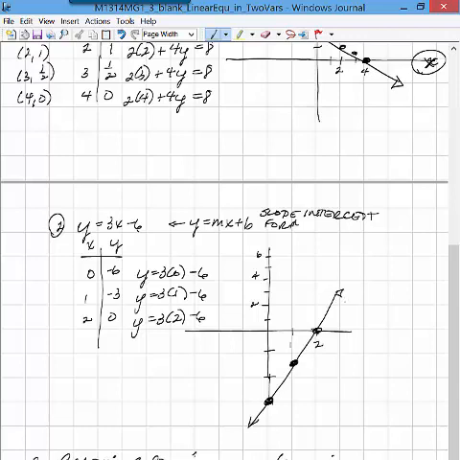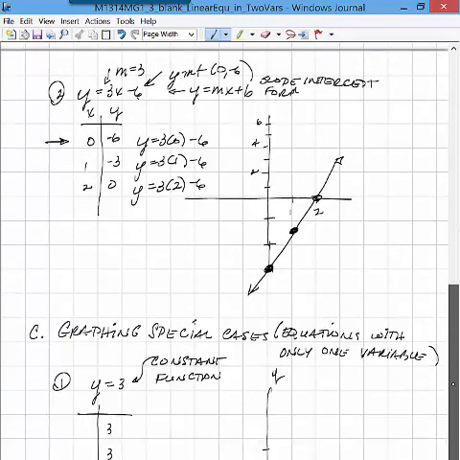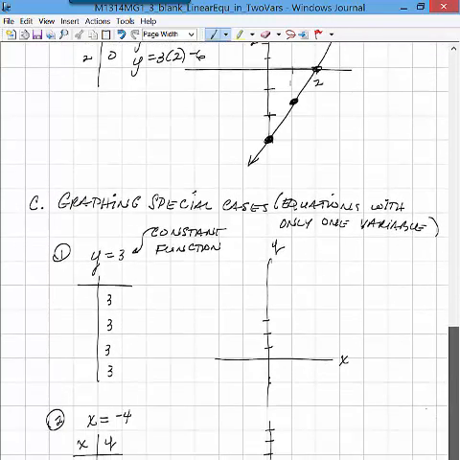And on this one, because it is in slope-intercept form, we can say right now the slope is 3 and the y-intercept is (0, negative 6), which we confirm, (0, negative 6), also in our table. So those are just some basic ways of graphing a linear equation. Now we have some special case linear equations.